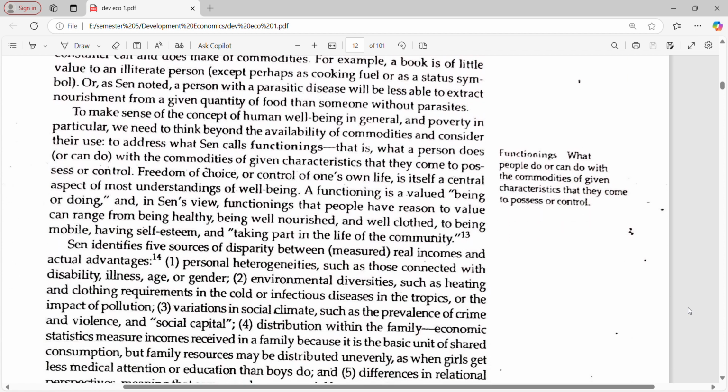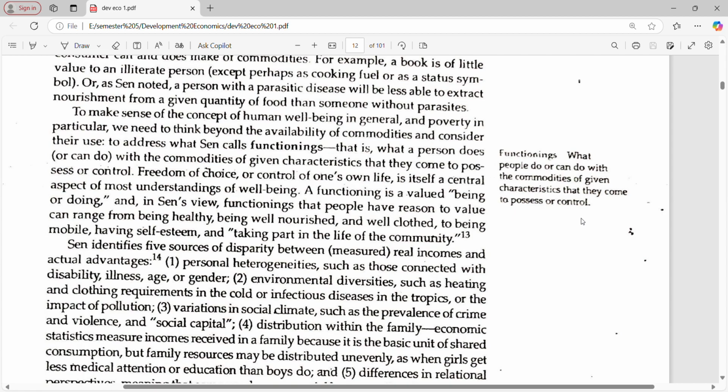Before that I'll explain the concept of functionings. So functionings, Sen introduces the concept of functionings, which means what people do or can do with the commodities of given characteristics that they come to possess or control. Functionings refers to the activities and states that individuals value, such as being healthy, educated, participating in community life and all. Okay, functioning, being productive.